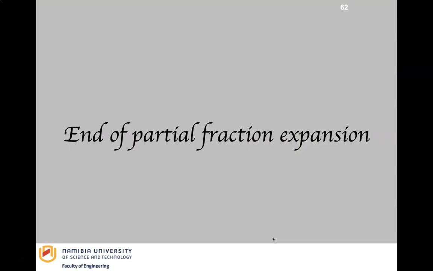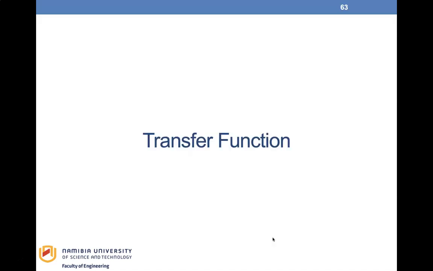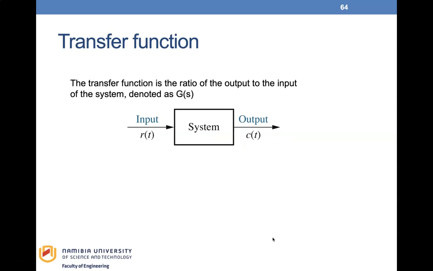So this is the end on partial fraction expansion, and we can discuss more when we meet. Then the transfer function, which I said is a very important component. This is how we represent our systems. So you have a system where you have your input and you have your output. So the system is represented in this form, and the transfer function is denoted as g of s. So g of s is c of s over r of s.